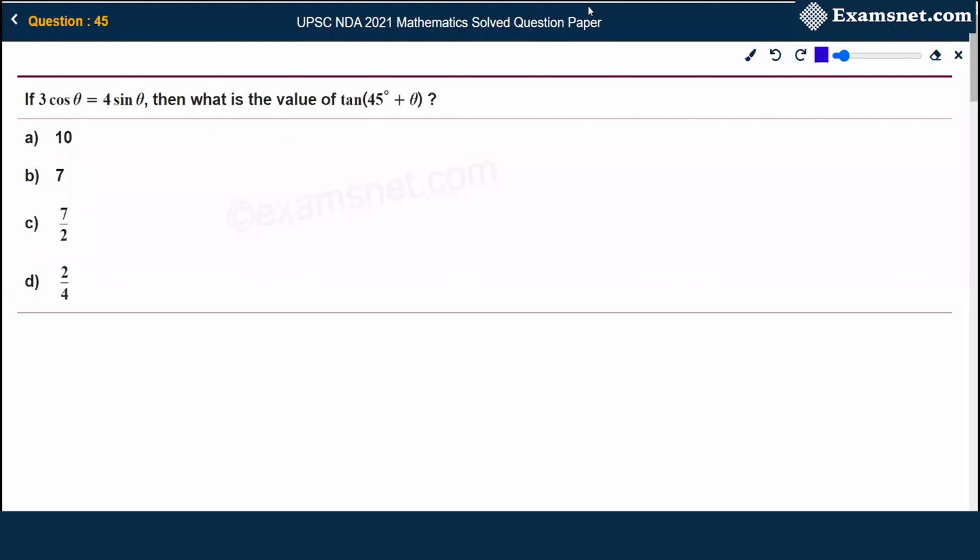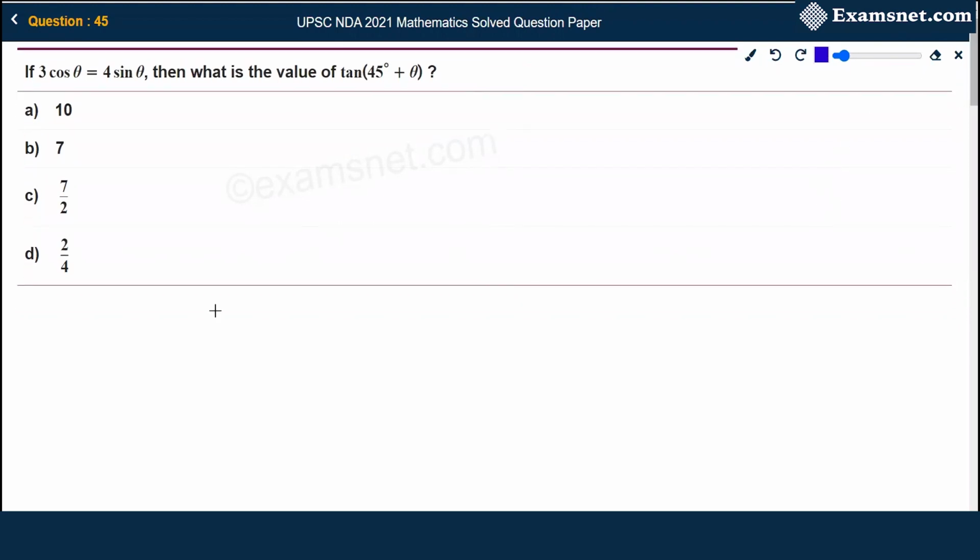In question number 45, it is given that if 3 cos theta equals 4 sin theta, then what is the value of tan(45 degrees plus theta)? So first, let's start with the information that is given in the question. 3 cos theta equals 4 sin theta.